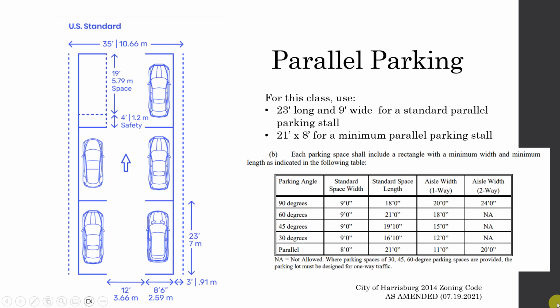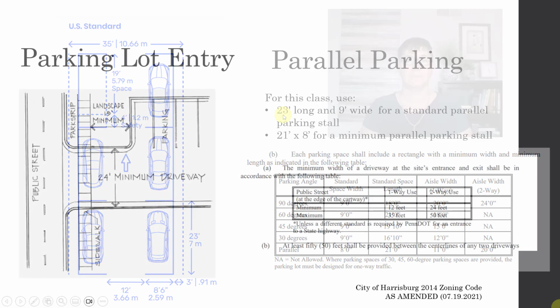There's another way to park, and that's parallel parking. For this class, we're going to use a 23-foot long and 9-foot wide parking space for a standard parallel parking stall. You can go a little bit smaller, 21 foot by 8 for a minimum or a compact. And they need that extra length just because of the act of pulling in and out of that space.